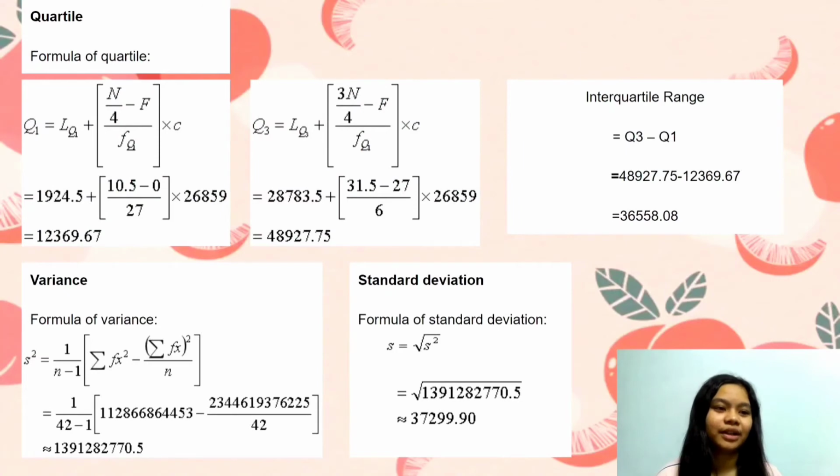Next, we are going to calculate the quartile. For the first quartile, we use the formula to calculate, and we get the answer 12369.67. Same for quartile 3, we calculate that the answer is 48927.75. And next, we are going to calculate the interquartile range, which is the third quartile minus the first quartile, and we get the solution 36558.08.